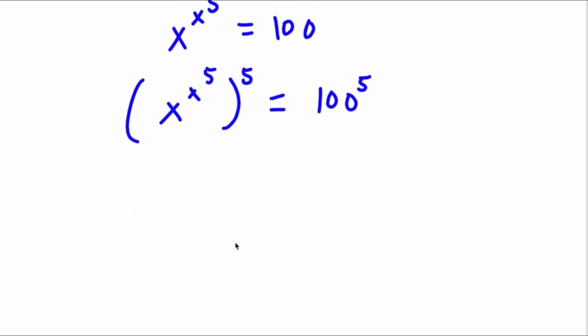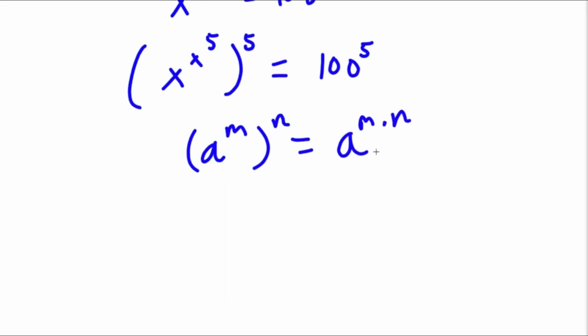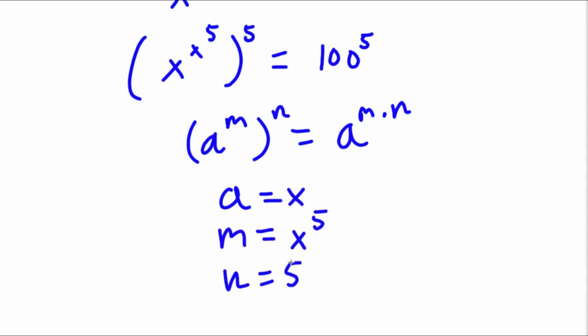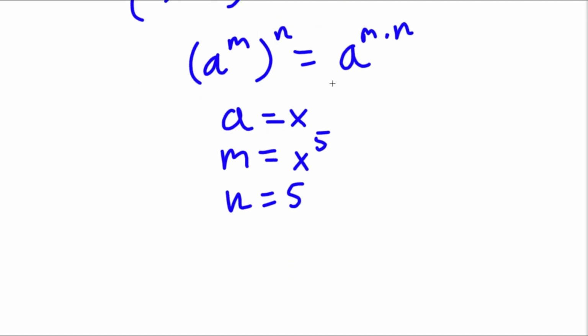Now, if I have something in the form a to the power of m to the power of n, this is equal to a to the power of m times n. So as you can see, we have x to the power of x to the power of 5 to the power of 5. And in this case, a is equal to x, m is equal to x to the power of 5, and n is equal to 5. So I want to write this in the form a to the power of m times n. So x to the power of 5 times 5.